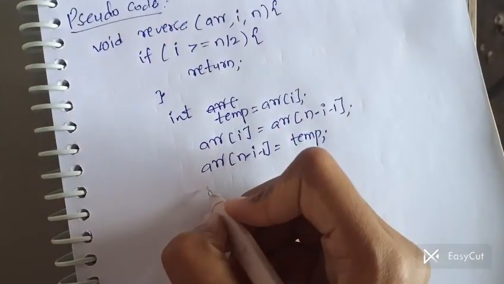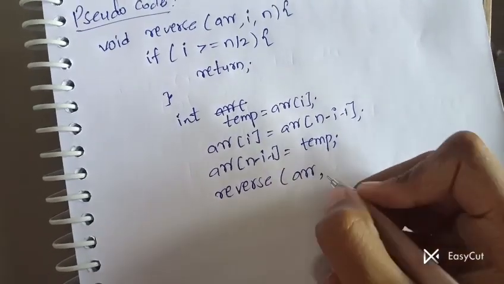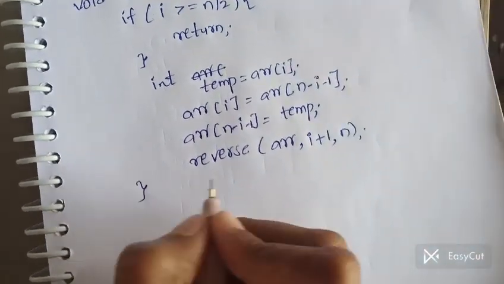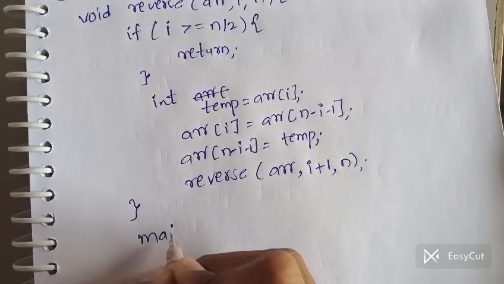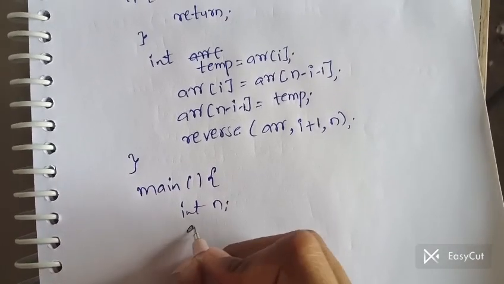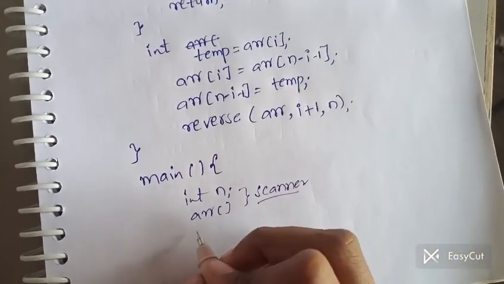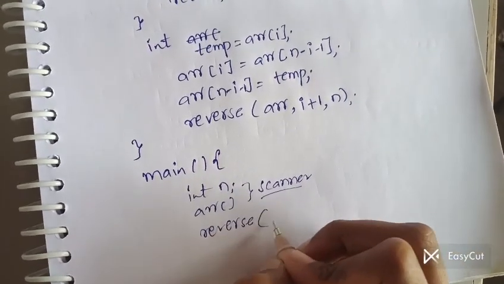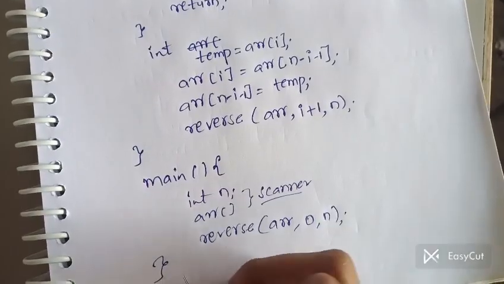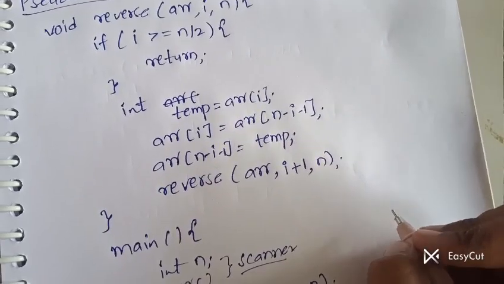After swapping we have to call the function again, that is reverse, and now we are going to pass the parameters such as array, and now we are going to increment the I value, right? And n will be as it is. So this is the function. Now let's define the main function. Here obviously we are going to take the size of the array and the array from the user using scanner. Next after that we are going to call the function reverse, and we are going to pass the parameters array, and initially the value of I will be 0, and n. So this is the way in which we are going to solve the reversing of an array using a single pointer.